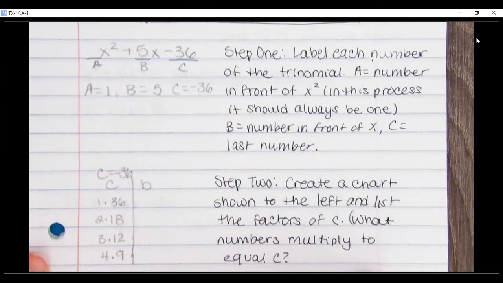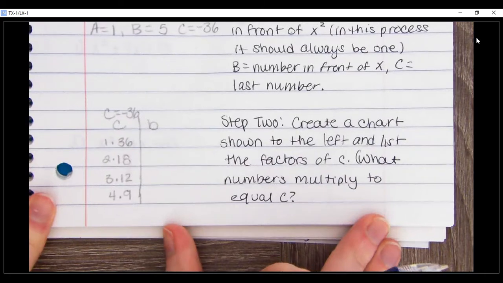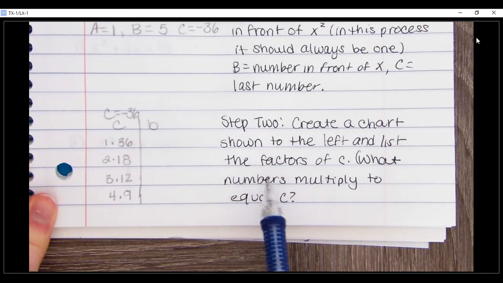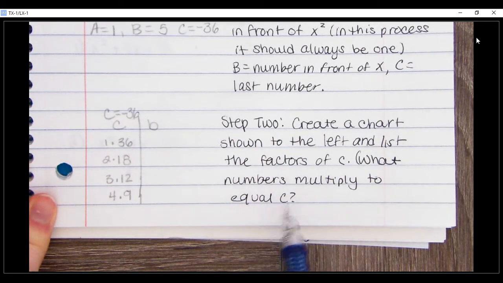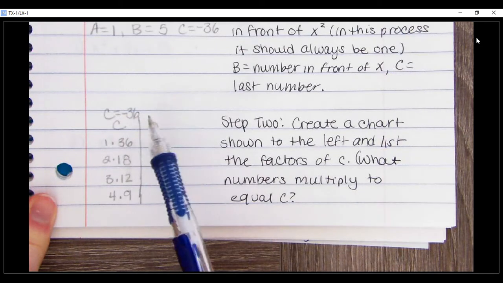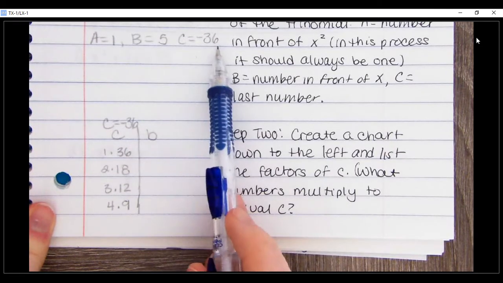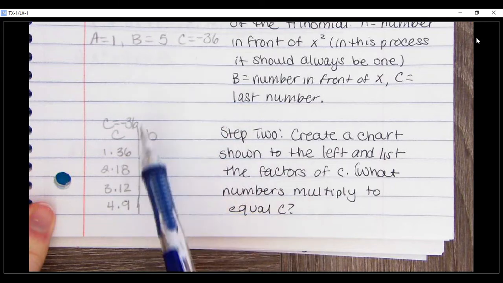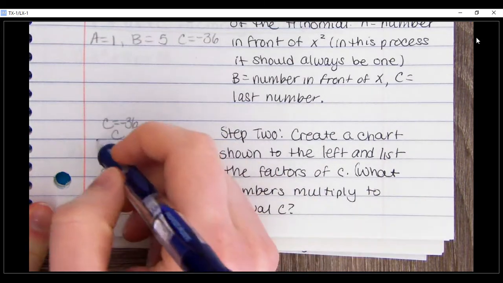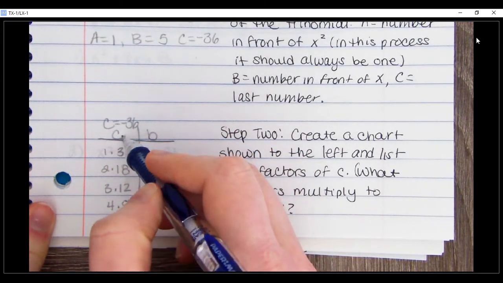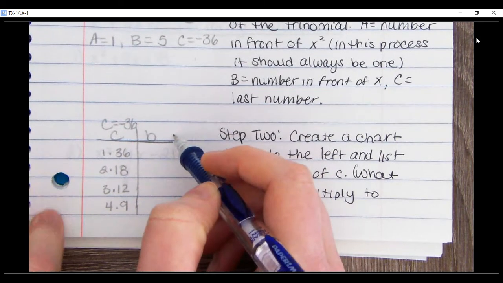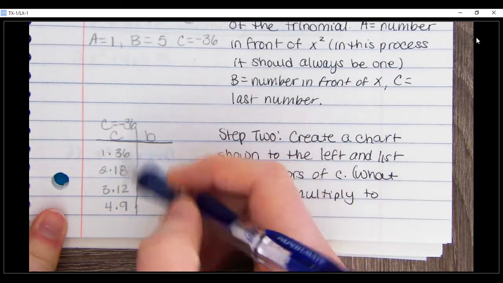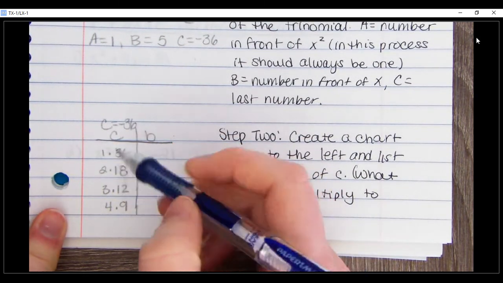Okay, let's keep going. Step 2, create a chart shown on the left and list the factors of c. So what numbers multiply to equal c? So in our example, we had c is equal to negative 36. So what I did was I created a chart. I have c on my left, b on my right. We'll come to this b in just a moment. But let's take a look at our factors.